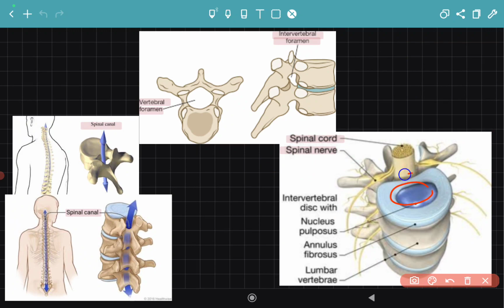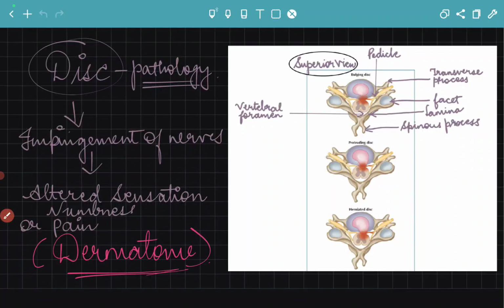Now the disc is over here. If there is some problem with this disc, if this content is pushing out, causing pressure or tension on the spinal cord or the nerves present over here, it will give certain symptoms. So let's understand about the disc pathology.